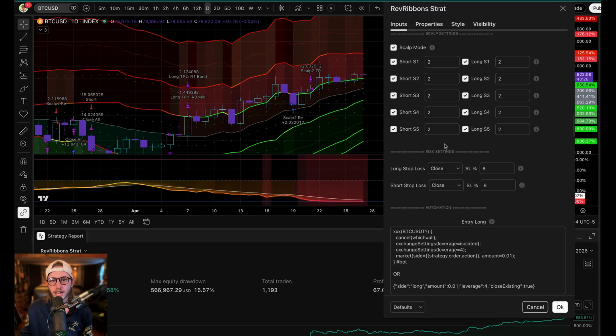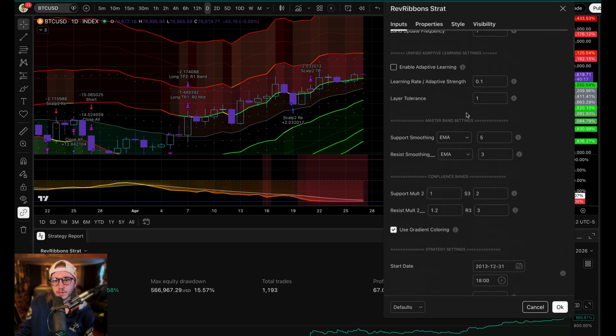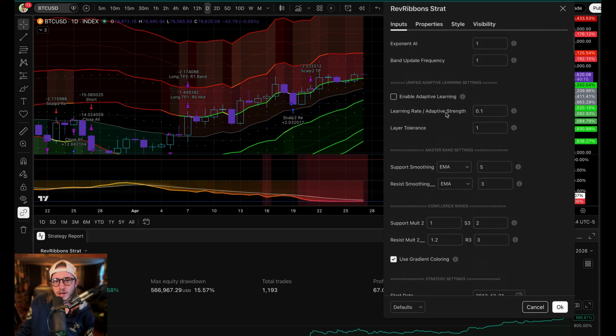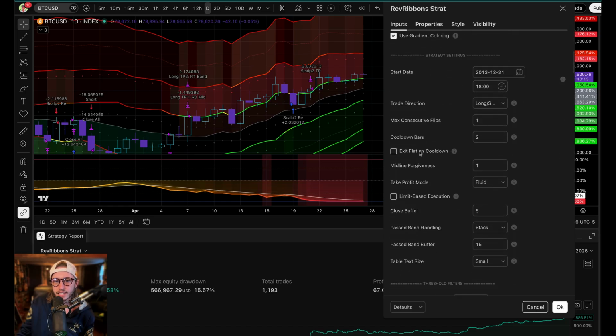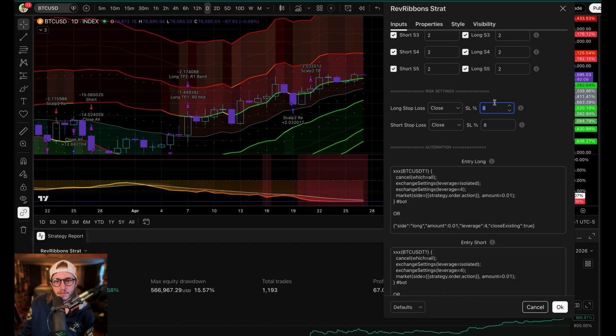Okay, the last thing we're going to look at is our risk settings, the very, very important risk settings, especially if you have some settings above off. Say, which I mentioned earlier, you have exit flat on cooldown off, you definitely want to have some kind of risk, and you want to probably have it a lot better managed than 8%. But this allows us to turn risk off altogether if you want to do that.